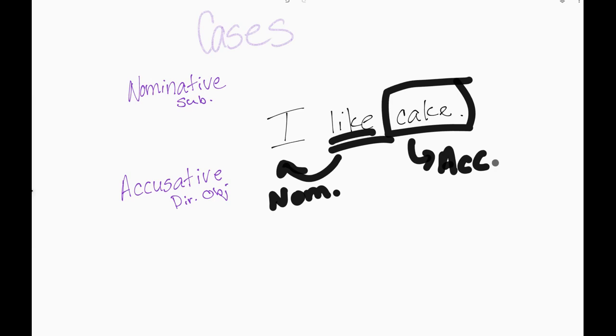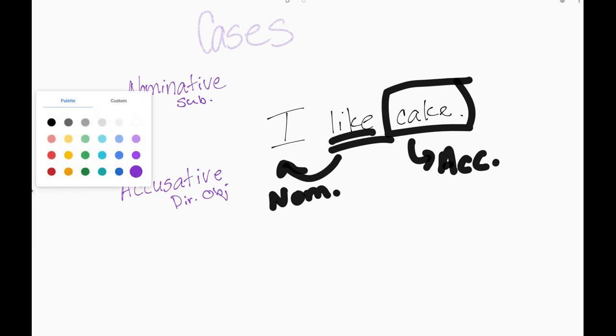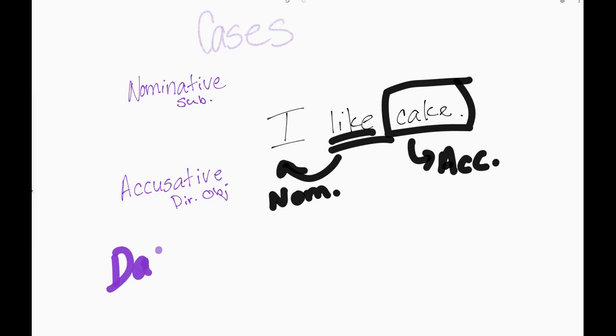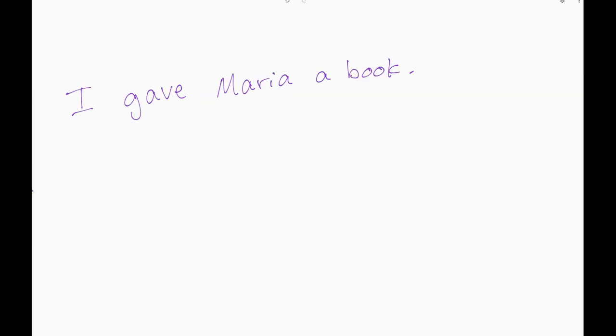But today I want to talk about a brand new case. This case is called the dative case. Dative. And this is going to be used for something called indirect objects. So let's take a look at a sentence with an indirect object in English. Here is my sentence. I gave Maria a book. So I'm going to put out to the side my three cases. We have my nominative, which I know is my subject, my accusative, which is my direct object, and my new one, the dative, which is my indirect object.